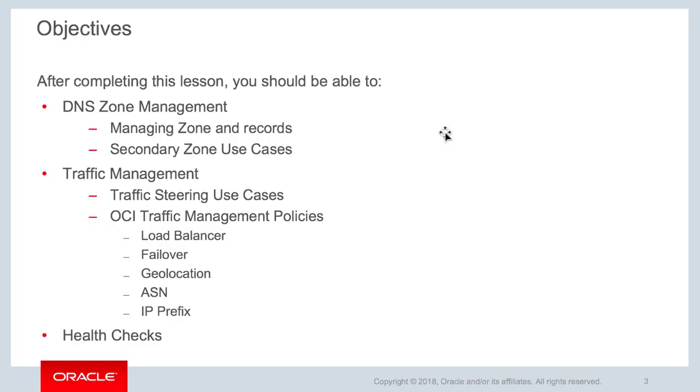So what are the objectives of this course? Within this module, we are going to cover three core areas within our edge services. We're going to talk about DNS Zone Management. We also are going to take a look at the different traffic management tools available within the DNS within the edge services, and we'll take a look at all the different traffic management policies that you can create. And at the end, we'll see the OCI health checks and how you can integrate the health checks with the traffic management.